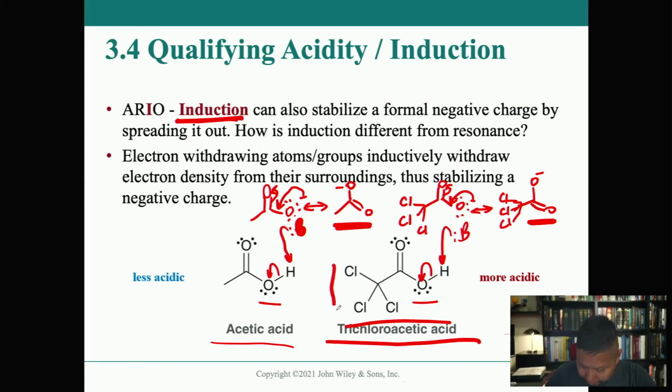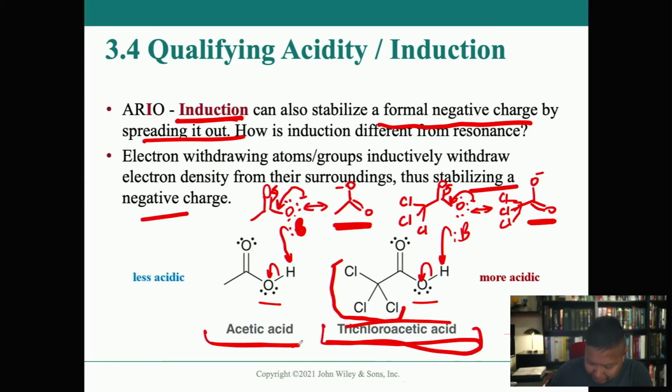And we all know that chlorines are electronegative groups. They're far on the right side top of the periodic table, so they're super electronegative. And so the inductive effect can stabilize a formal negative charge by spreading it out. And how does it do that? It withdraws electron density away from it, and that stabilizes the negative charge. Which means then trichloroacetic acid is actually more acidic than acetic acid is. Good stuff, good stuff.